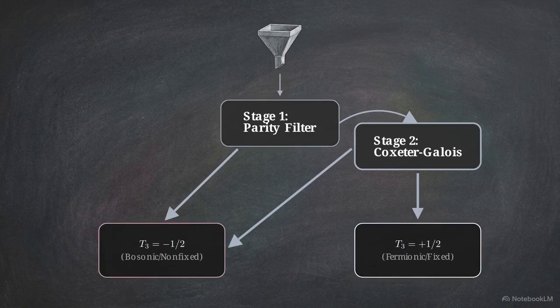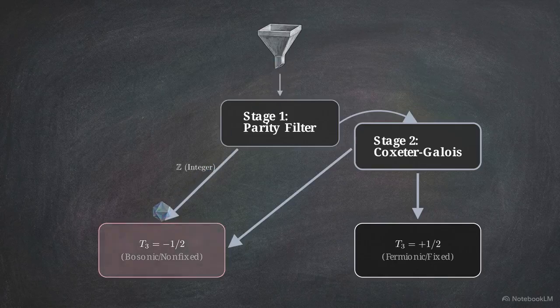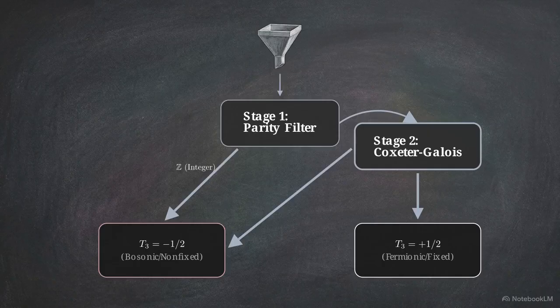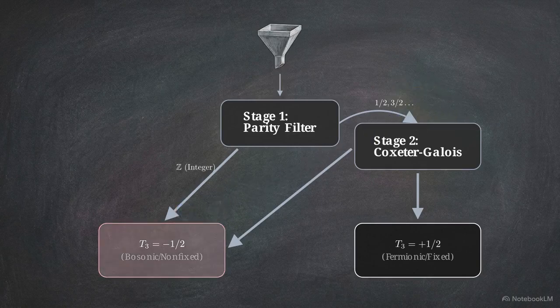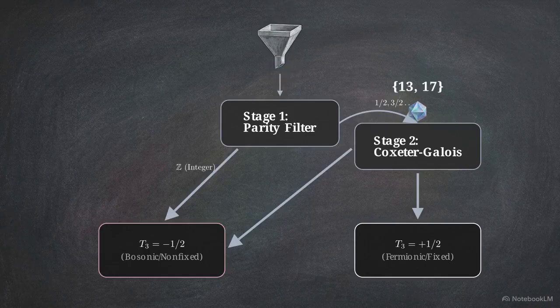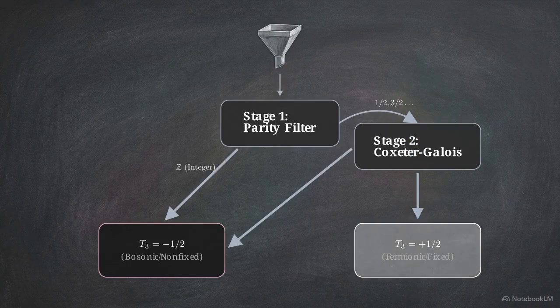Stage 1 filters by parity. If a mode enters the spectrum with an integer parity, it is restricted to the bosonic channel, receiving an isospin of -1/2. Stage 2 handles half-integer cases by checking if the 13-17 Coxeter-Galois conjugate pair is mathematically stripped by the vacuum. If that pair is stripped and the tensor product contains Galois-Mon fixed content, the isospin is -1/2. If these conditions aren't met, it is +1/2.